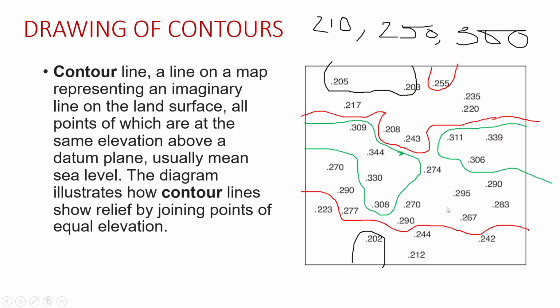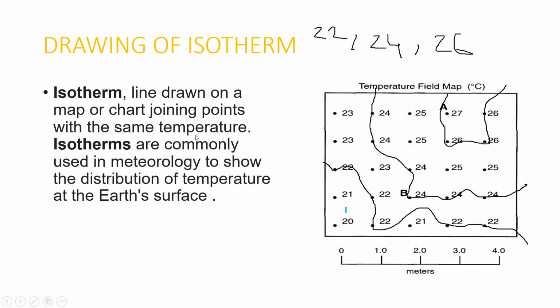So this is how we can check whether my contour lines are correct or not. Now moving on to the next topic, drawing of isotherm. An isotherm is a line which can be drawn on a map or chart joining points with the same temperature. Isotherms are commonly used in meteorology to show the distribution of temperature at the Earth's surface, right?